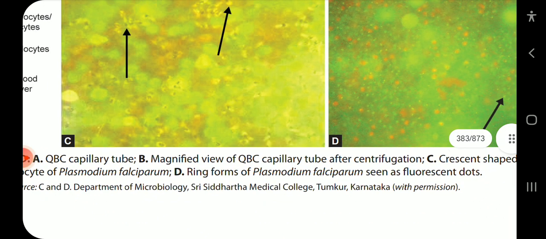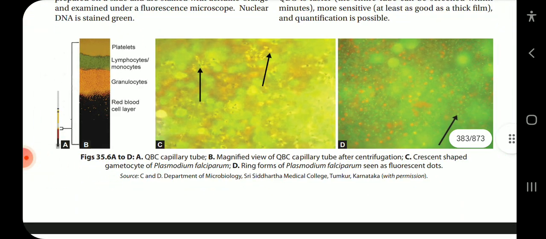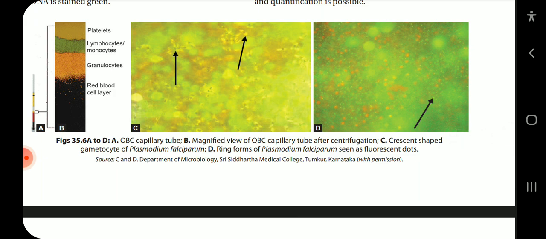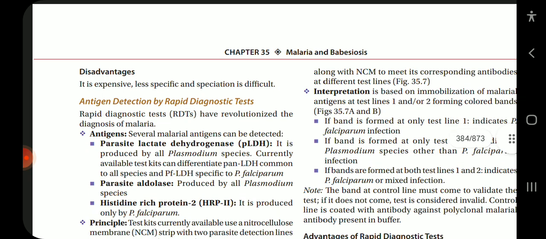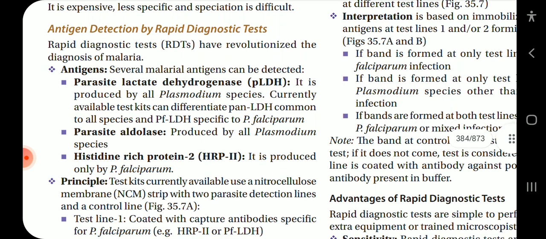In figure C, we see the crescent shaped gametocyte of Plasmodium falciparum. And in figure D, we see the ring forms of Plasmodium falciparum seen as fluorescent dots. The disadvantage is it is expensive, less specific and speciation is difficult. Now coming to antigen detection by rapid diagnostic test.